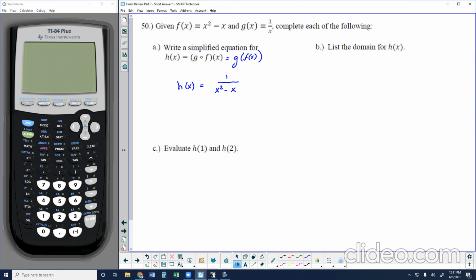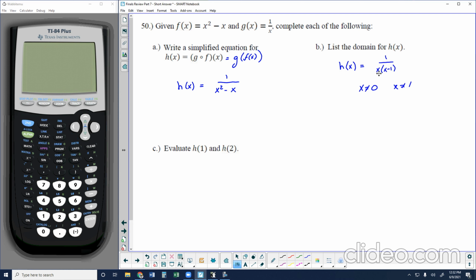Then it asks to list the domain for h of x. Remember, the domain for any rational function here, which is a fraction with variables in it, is all real numbers other than zeros of the denominator. And so what I'm going to need to do here is take h of x and factor it. So I'm going to factor this into 1 over x times x minus 1. So the zeros of the denominator would be that x cannot equal 0 and x cannot equal positive 1.